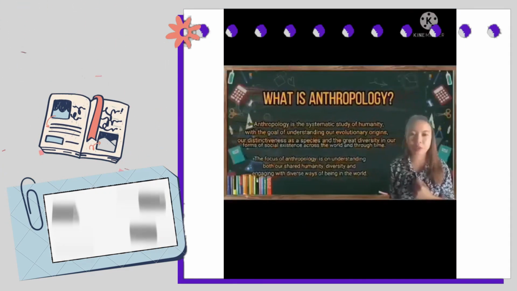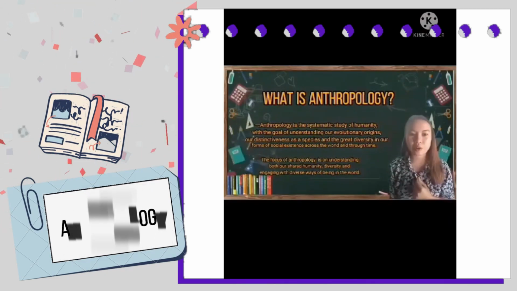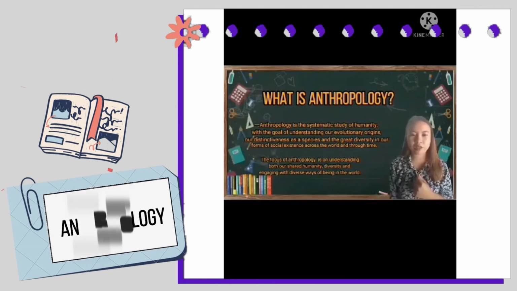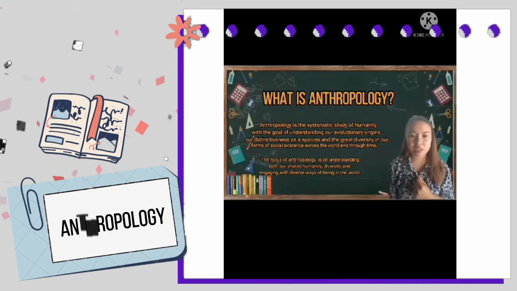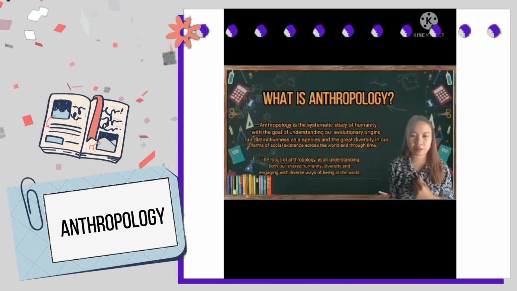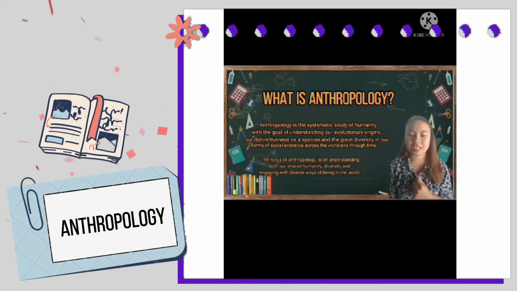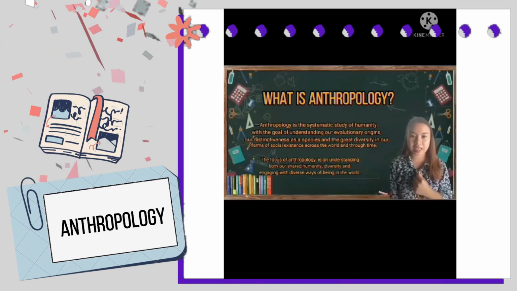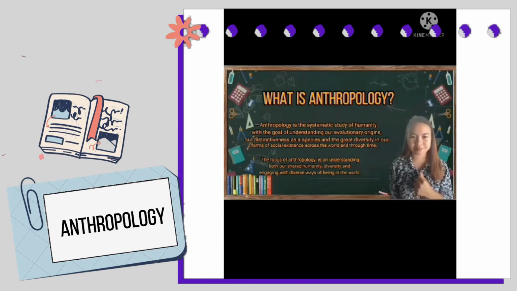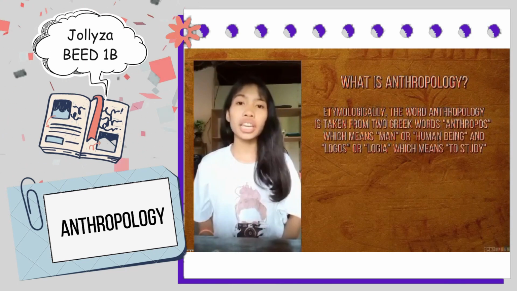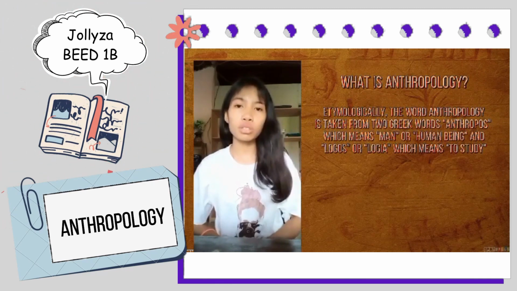What is anthropology? Anthropology is the systematic study of humanity with the goal of understanding our evolutionary origins, our distinctiveness as a species, and a great diversity in our forms of social existence across the world and through the time. The focus of anthropology is on understanding both our shared humanity, diversity, and engaging with diverse ways of being in the world. Etymologically, the word anthropology is taken from two Greek words, anthropos, which means man or human being, and logos or logia, which means study.